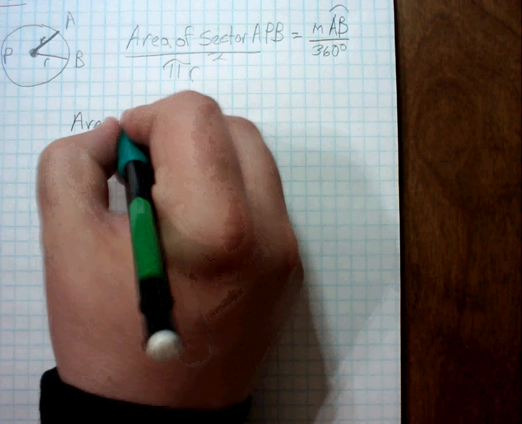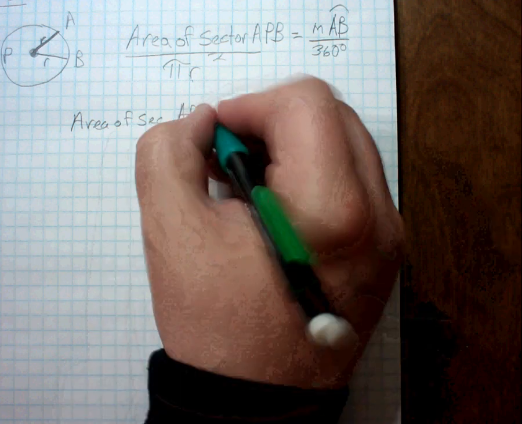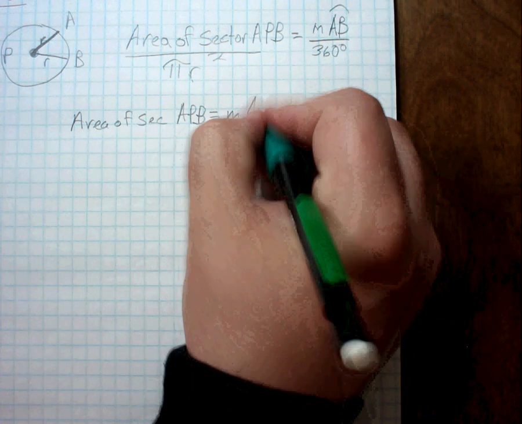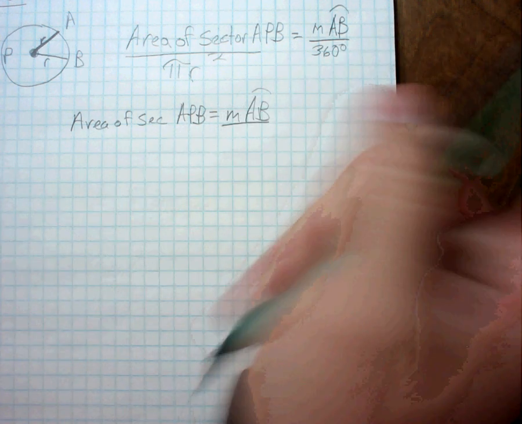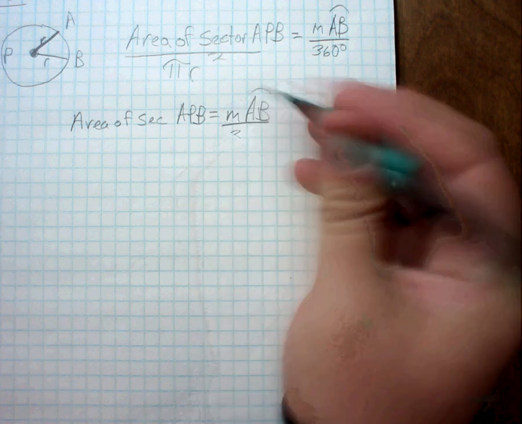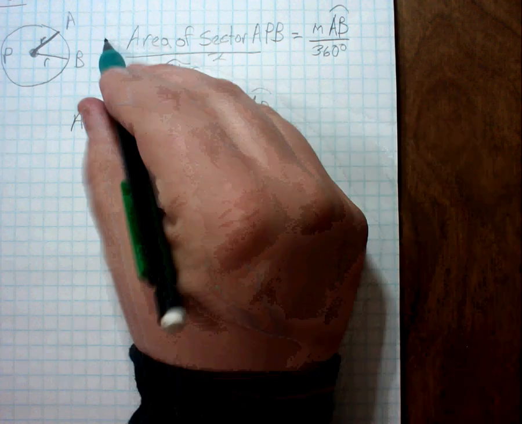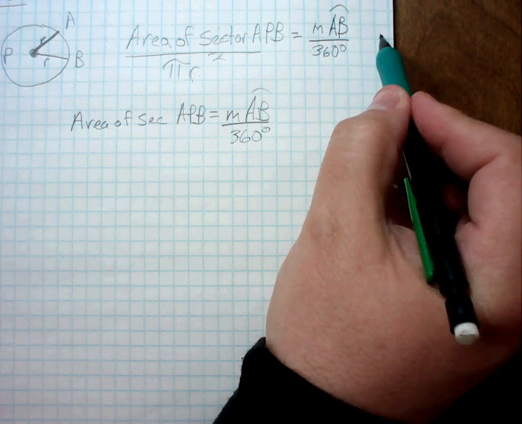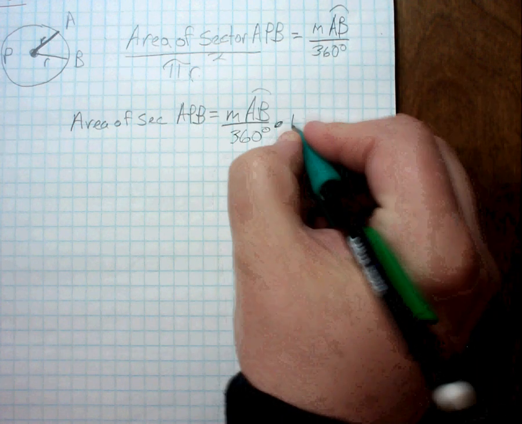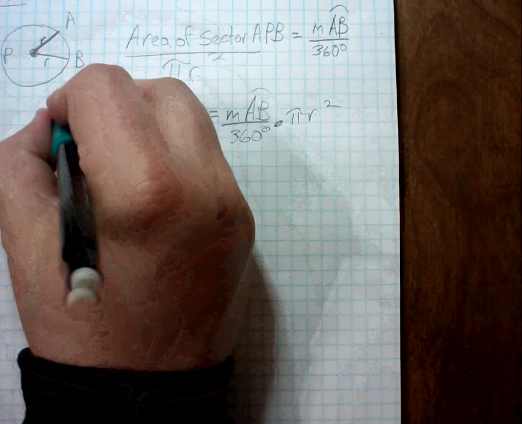The area of sector APB is equal to the measure of AB, which is the same as the measure of the central angle, over 360. But now if I multiply both sides by pi r squared, in other words, by the area of a circle, I'll get a new formula that looks like this. Okay? So this is probably the one that we'll use the most.